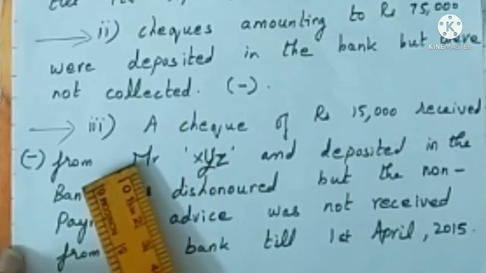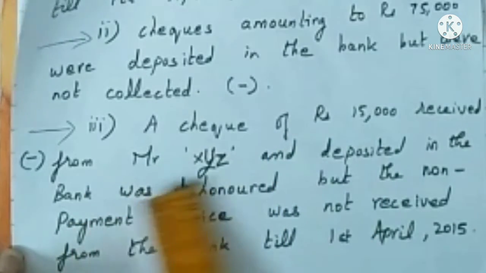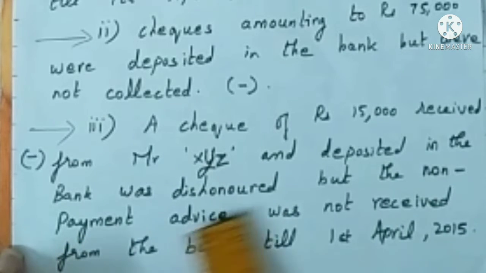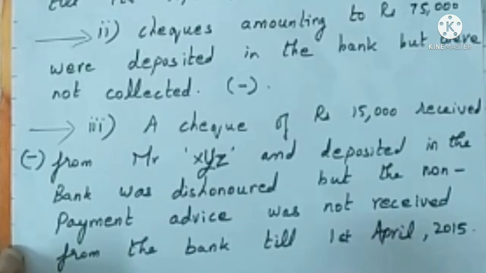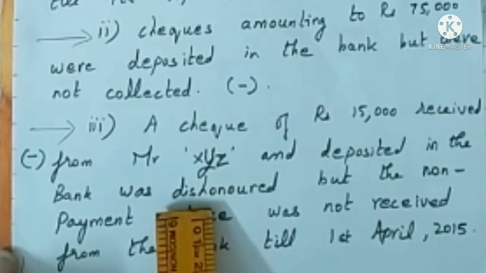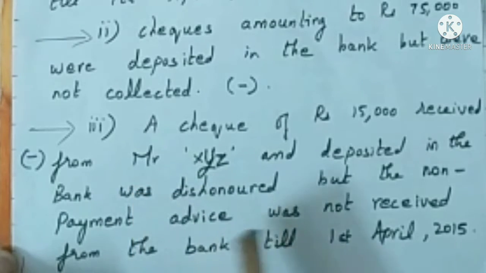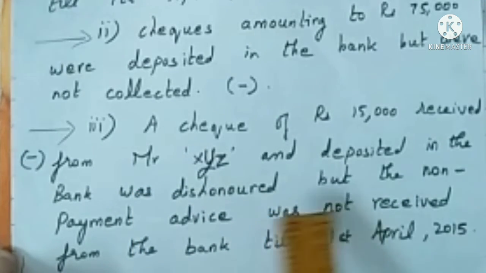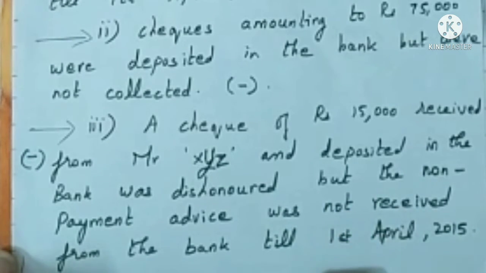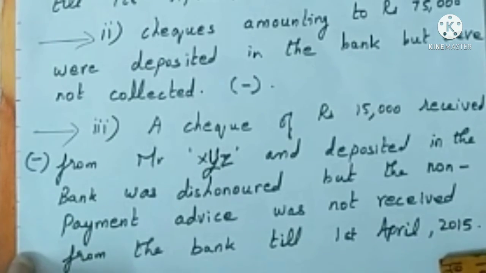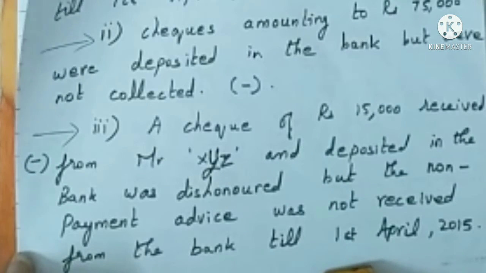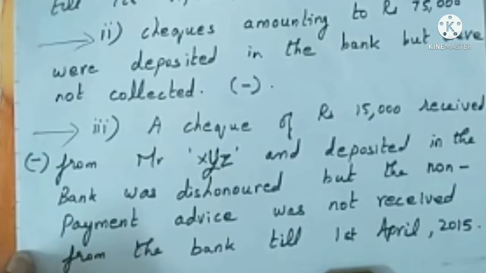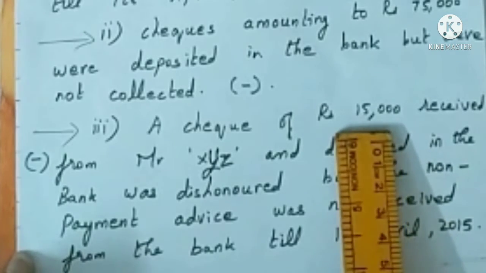Now, the next one is a check of rupees 15,000 received from Mr. XYZ and deposited in the bank was dishonored, but a non-payment advice was not received from the bank till 1st April 2015. Now, what is happening here? We are receiving a check. We are recording it in our cash book. The bank hasn't recorded it, and at the same time, it is also dishonored. But the bank itself comes to know only on 1st April 2015. We are preparing the bank reconciliation statement as on 31st March 2015. In passbook, since it is not recorded, the passbook balance is decreasing. So we should also decrease this amount of rupees 15,000.